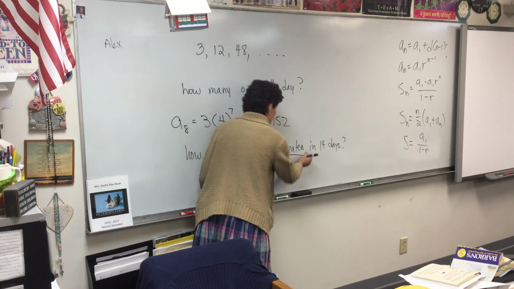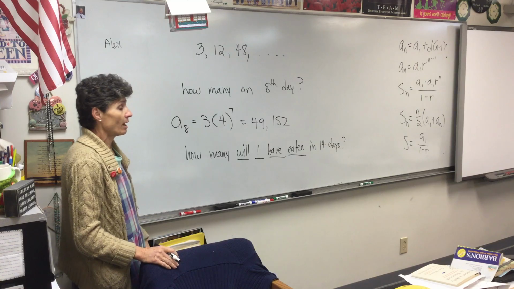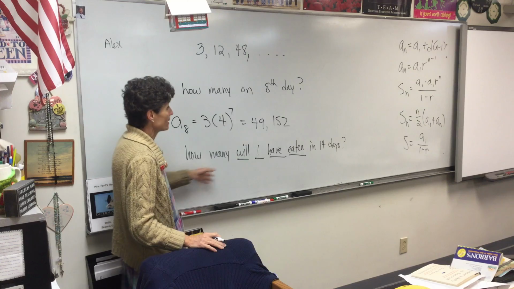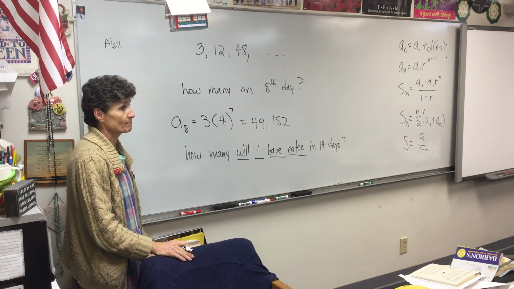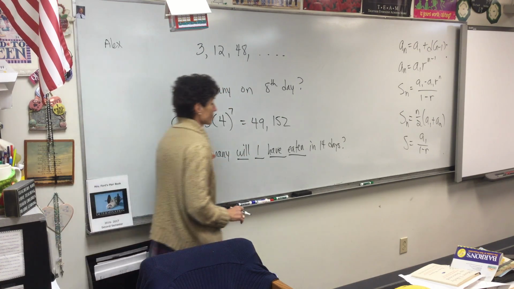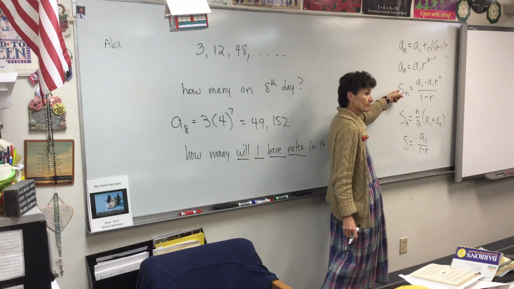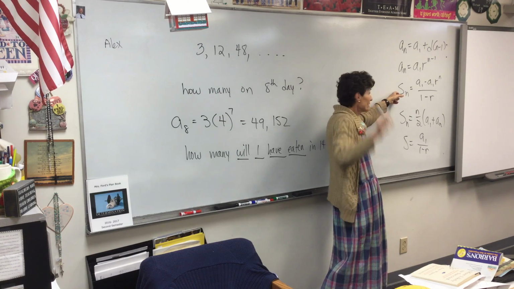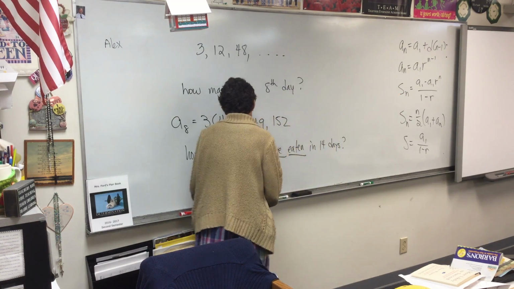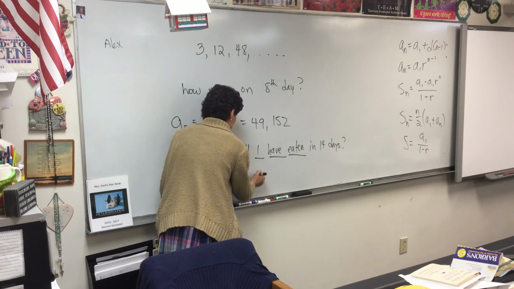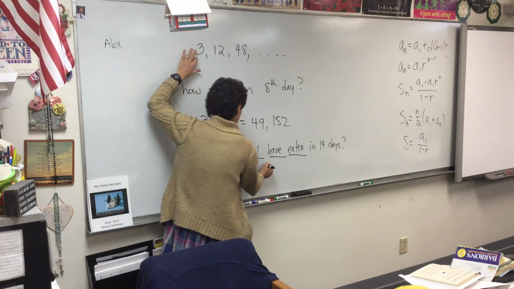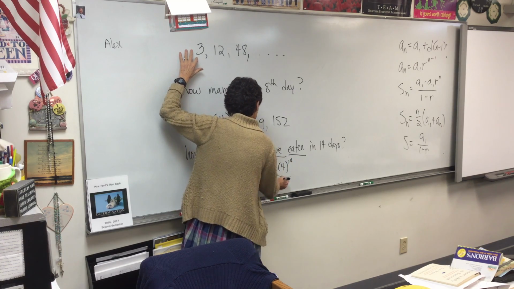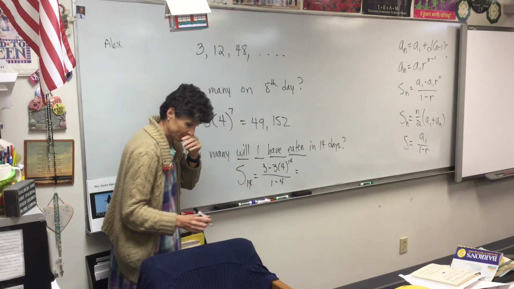Will I have eaten? What does that imply? All of them. All the total number of candy kisses I've eaten. So which formula is that going to be? This one right here? This one. Because this sequence is what kind? Geometric. And I'm summing it up. So here we go. The sum of 14 terms will be the first term times one minus the ratio to the 14th over 1 minus the ratio.